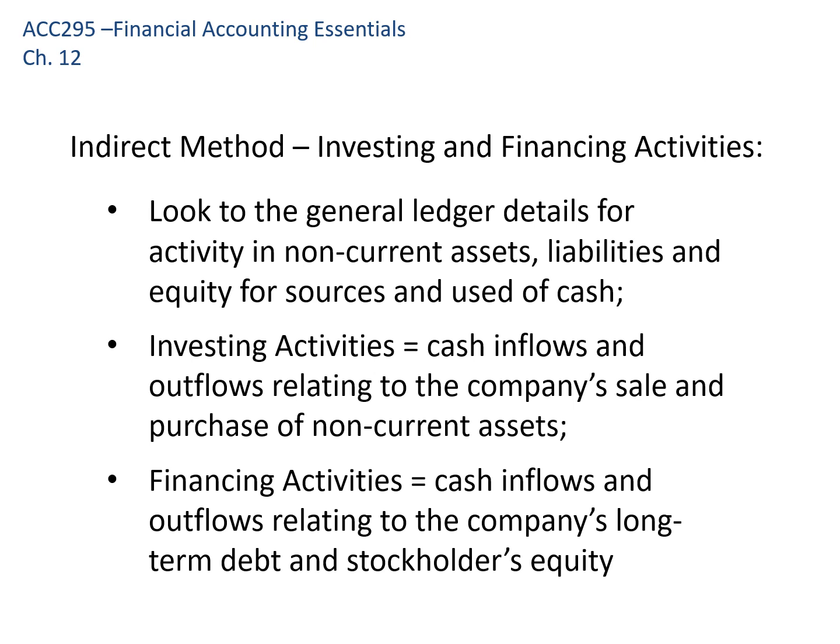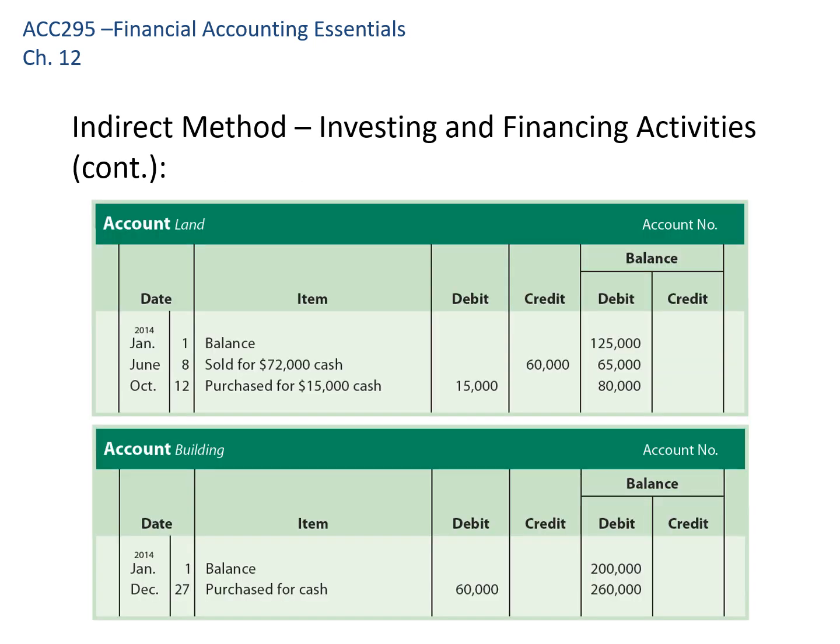Usually there's not a lot of transactions involving long-term assets, and financing activities are usually a few large transactions, so it can be easy to find them in the general ledger. And again, investing activities are cash inflows and outflows that relate to buying and selling non-current assets. Financing cash flows are inflows and outflows relating to long-term debt, and dealing with the owners of the company or stockholders' equity.